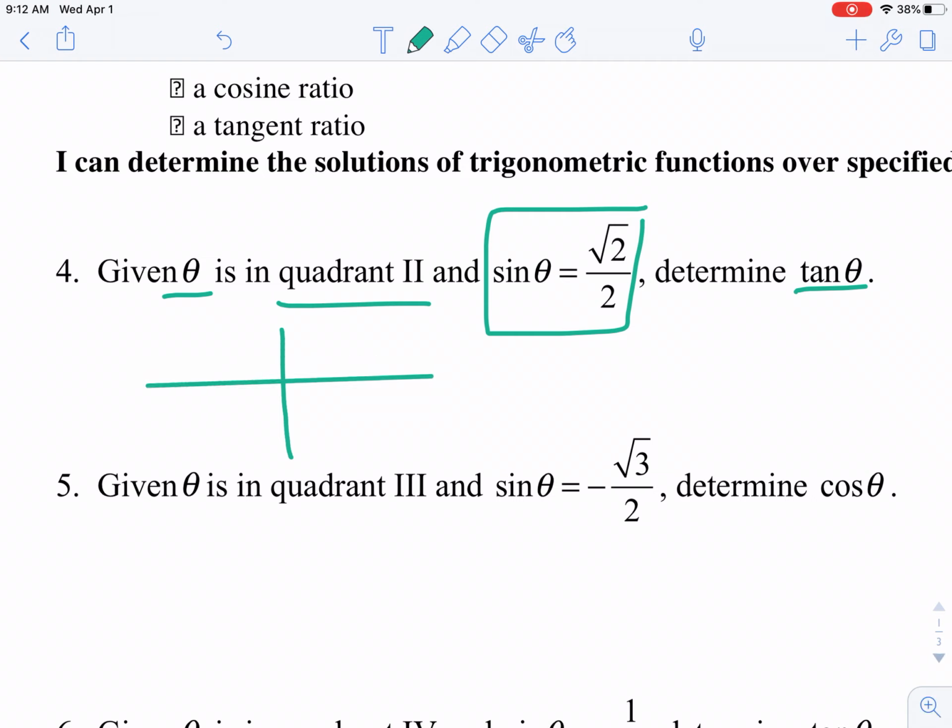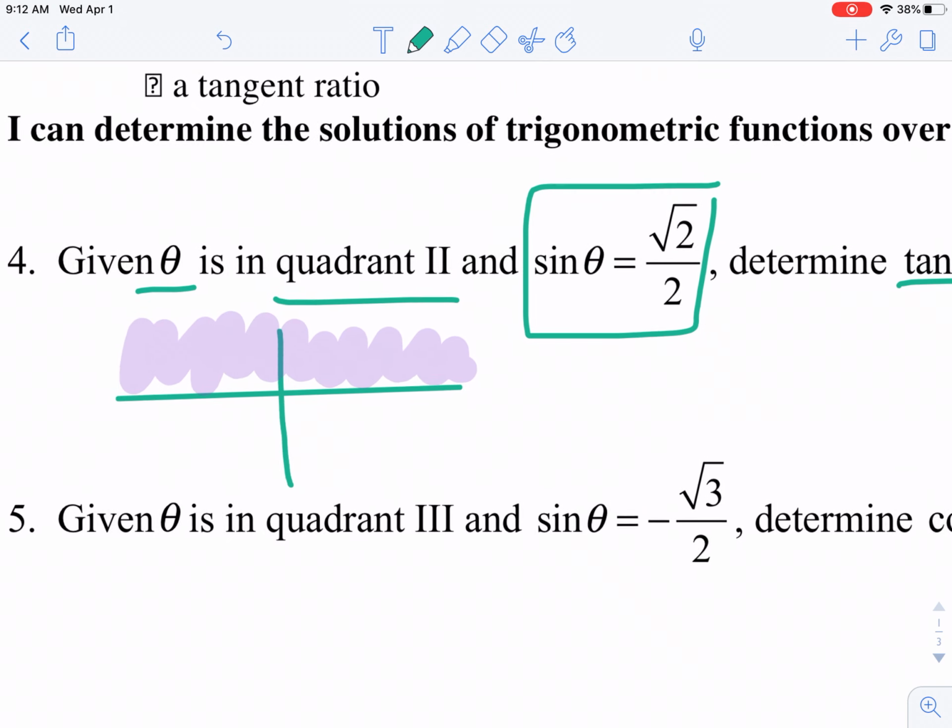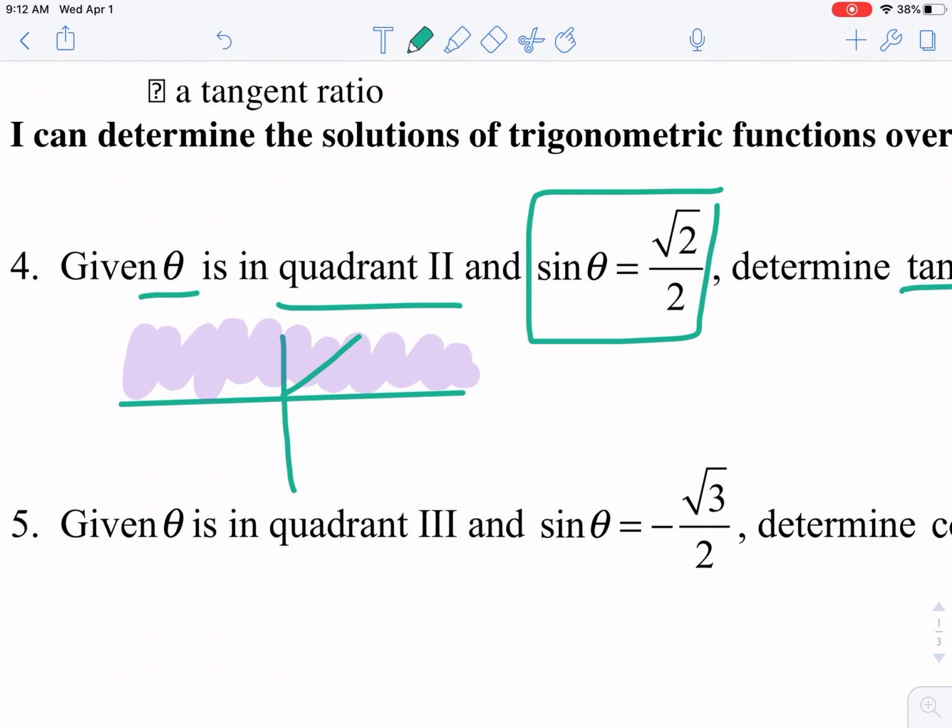And I'm going to ask myself, where is sine of theta positive? That's just these two quadrants, right? In the other two quadrants, sine of theta is negative. I'm also going to ask myself, when is that value of sine going to be root 2 over 2? We know that's here at my 45-degree angles, or at my pi over 4s, right? So there's my two angles where sine of theta is positive root 2 over 2.